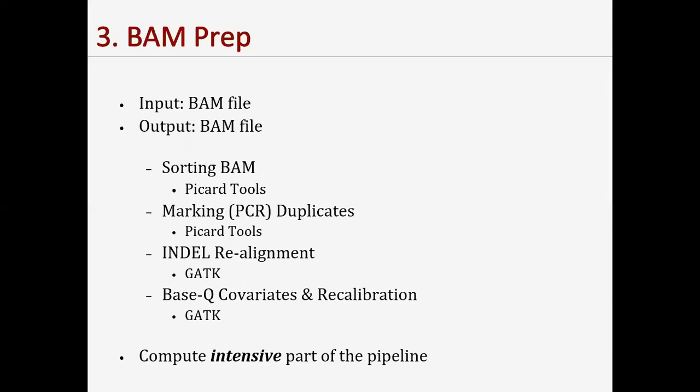So BAM preparation: the input is the BAM file, and the output will be the BAM file. In that, first we have to sort the BAM file when we get the alignment file, mark the duplicates, and do realignment. In the GATK pipeline, there are inbuilt parameters which will do the local realignment. That is why people prefer GATK. Otherwise, you have to do it manually, using different tools. Then we use intensive computational tools for the different parts of the pipelines for variant filtration and interpretation.